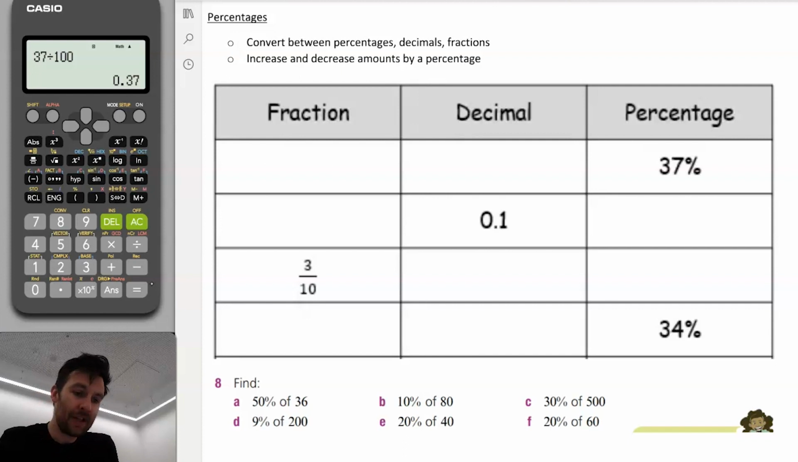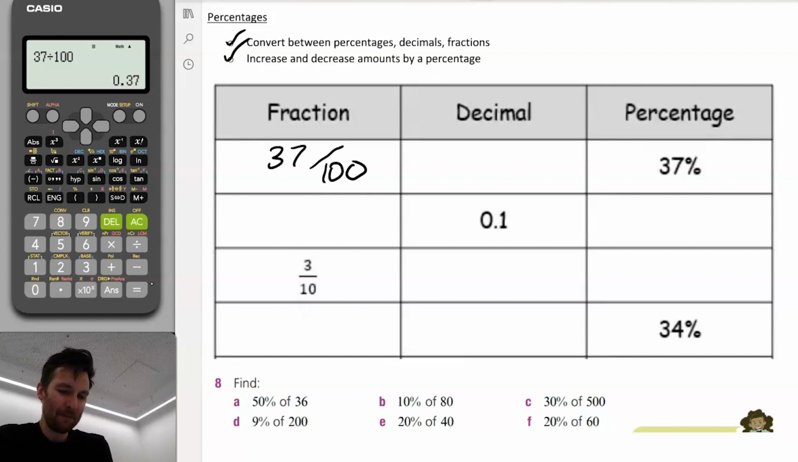Okay, skill set number 2 is about percentages. Number 1 is converting between decimals, fractions, and percentages. Number 2 is increasing and decreasing amounts by percentages. Now, let's start here. So 37%. Percent means out of 100. So 37% means 37 out of every 100. If we write that as a fraction, we can just say 37 divided by 100.